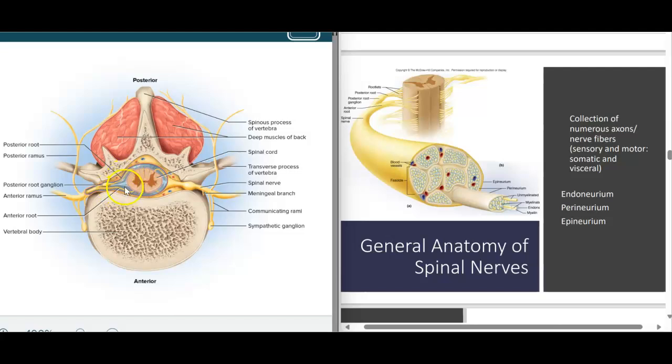So we have the anterior and posterior root that come together to make the spinal nerve, and then the spinal nerve splits again, and it makes into a ramus, an anterior and a posterior ramus. So it goes from a root to a ramus. Now the posterior ramus goes to the posterior structures, which there's not many from the spinal cord, right? So it's pretty small. The anterior ramus is the larger, and it goes more towards the anterior of the body.